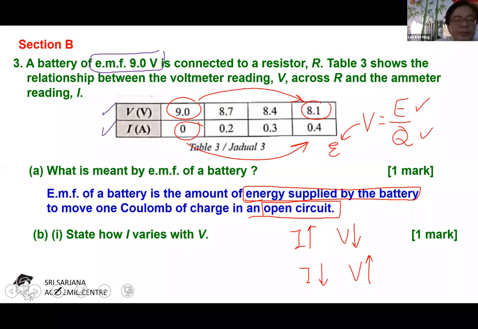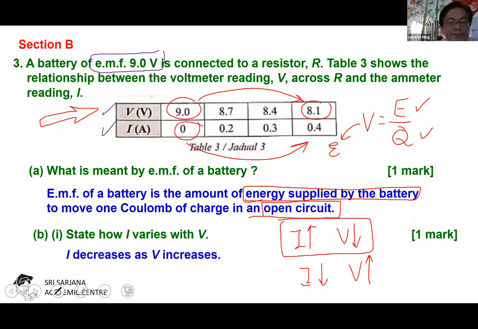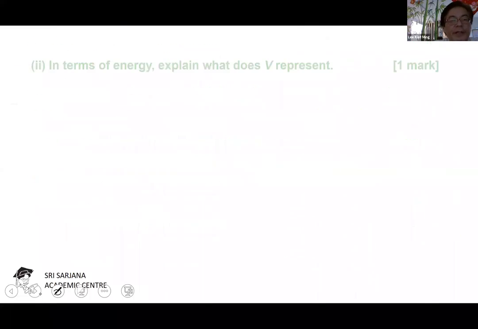Look at the first column. From 9 volt it becomes 8.1. Your V goes down, then your current goes from 0 to 0.4. Then you know that when your V goes down, I goes up. And when your V goes up, your I goes down. Faham? So you give either one. I decreases as V increases, or I increases when V decreases. Up to you. Clear?